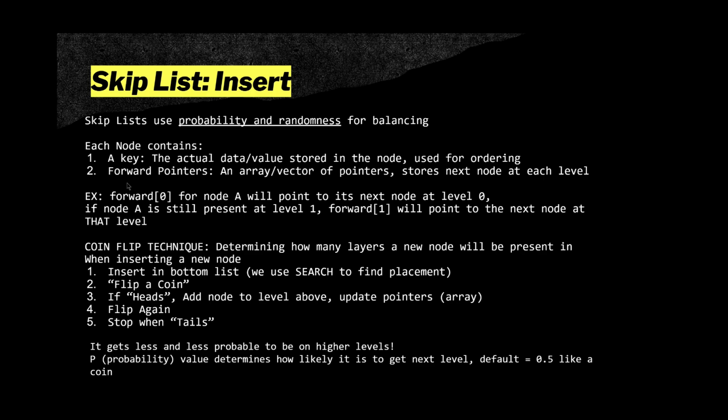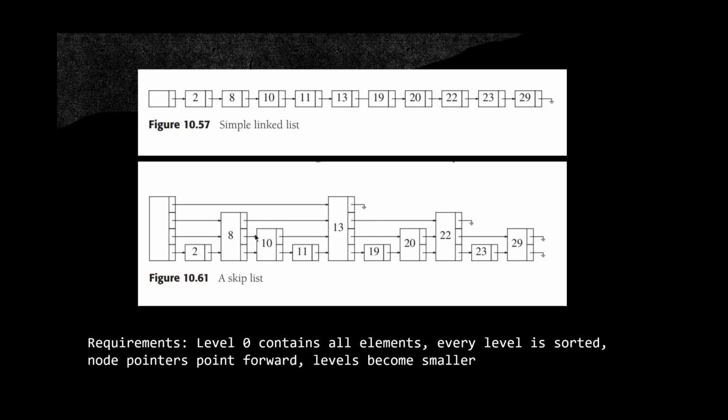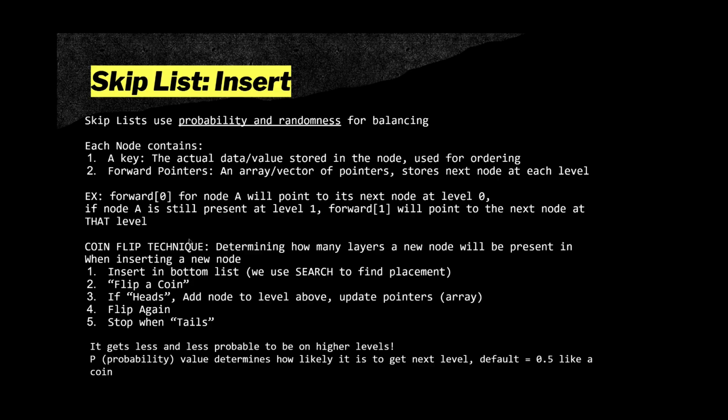For example, if we had an array called forward, at index 0 for a given node A, it'll point to the next node, so what node A is pointing to at level 0. And if node A still exists at the next level up, which would be level 1, forward at index 1 would point to the next node at that level. So if you can imagine here, 10's array at level 0 would point to 11, and then 10's array at level 1 would point to 13. The way we decide if the node will make it to the next level is through the coin flip technique. This determines how many layers a new node will be present in.